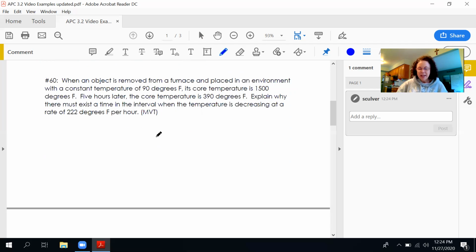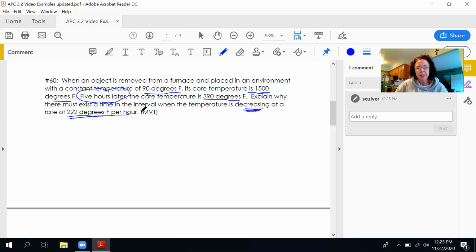Anyway, moving on. Number 60, when an object is removed from a furnace and placed in an environment with a constant temperature of 90 degrees Fahrenheit, its core temperature is 1500 degrees Fahrenheit, very hot. 5 hours later, the core temperature is down to 390 degrees, right? Obviously, it's heading towards that 90 degrees. Explain why there must exist a time in the interval when the temperature is decreasing at a rate of 222 degrees per hour. So this is the MVT.